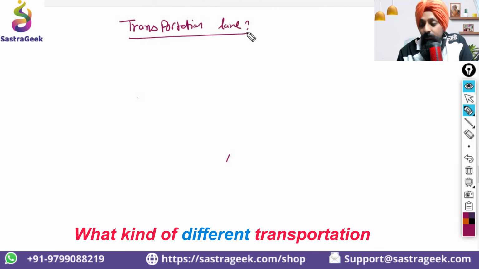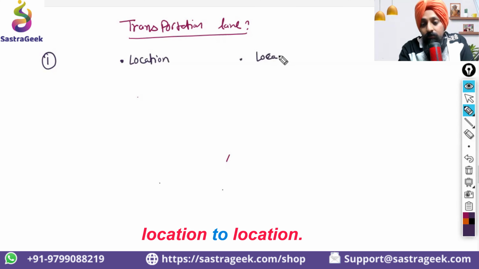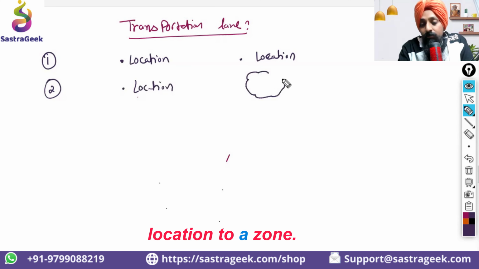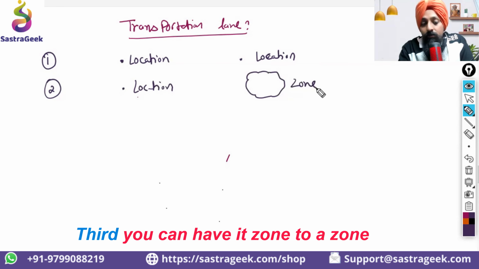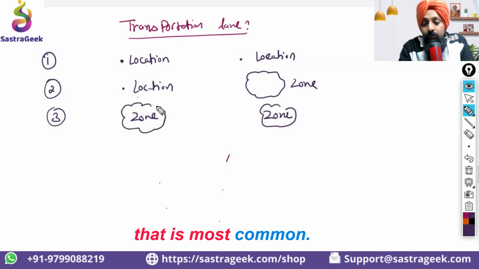What kind of different transportation lanes we can have? First, you can have it from location to location. Second, you can have it from a location to a zone. Third, you can have it zone to a zone, between the two zones, that's most common.